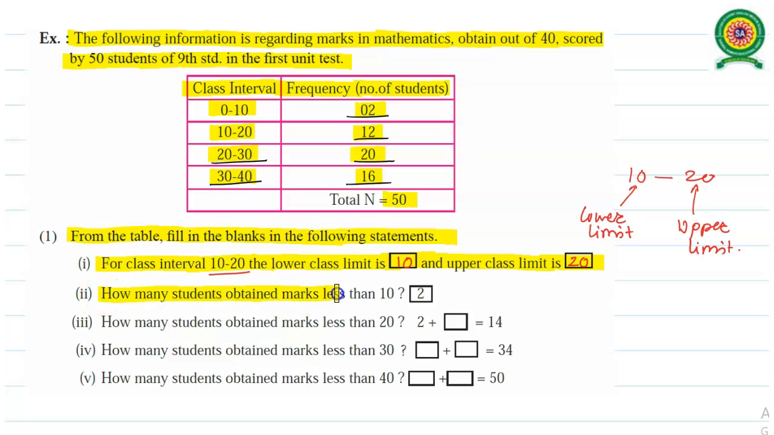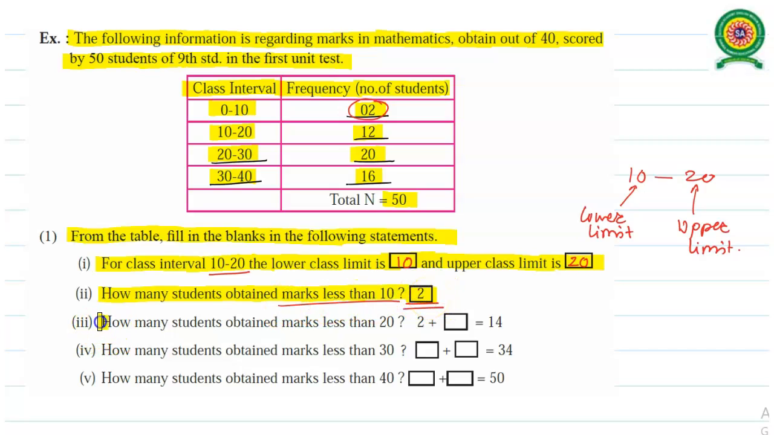Now look at the second sub question. How many students obtained marks less than 10? The answer is 2, because look at the frequency of the class 0 to 10: there are 2 students who obtained marks from 0 till 9. That means the total number of students who obtained marks less than 10 is 2.